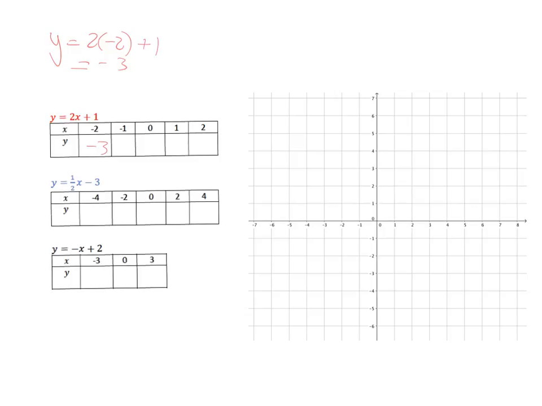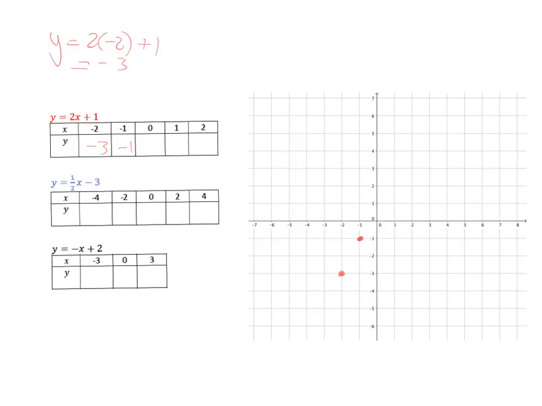And we can go and plot that point on the graph, right? When x is -2, the y value is -3, so it's down over here that we would plot the point. The next one, I'm not going to do it as slowly. 2 times -1 is -2, plus 1 gives me -1. I can plot that on the graph. X is at -1 and y is at -1.